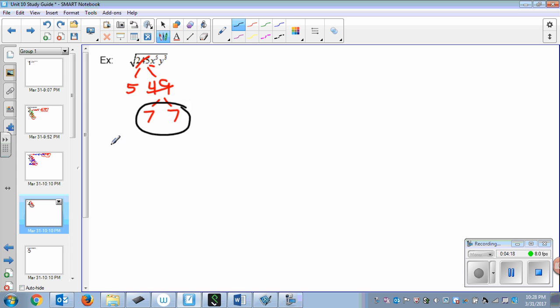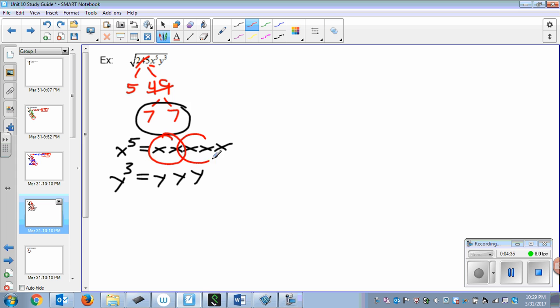I still need to do my letters. So I have x to the 5th, which is x times x times x times x times x. I have y to the 3rd, which is y times y times y, and I'm looking for groups of 2. So here's a group of 2, here's a group of 2 with 1 left over, and here's a group of 2. So now when they come out, I have my 7s are coming out as 1.